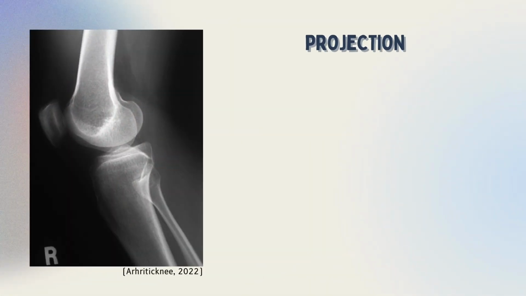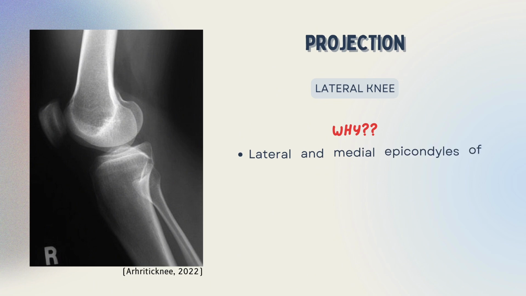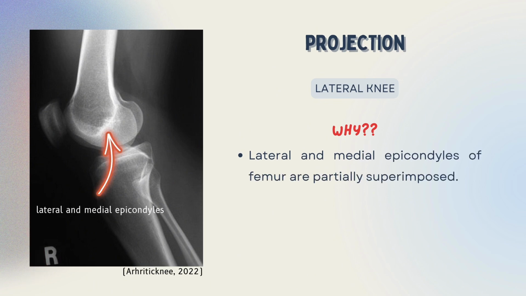First of all, this is the radiograph of a lateral projection of the knee. I say so because the lateral and medial epicondyles of the femur are seen partially superimposed with each other. Although, in a true lateral knee projection, the lateral and medial epicondyles of the femur should be seen superimposed with each other.